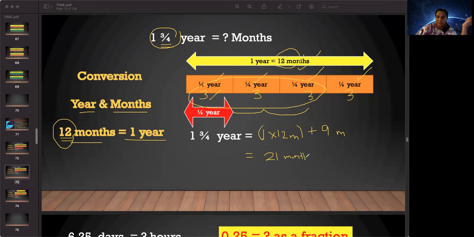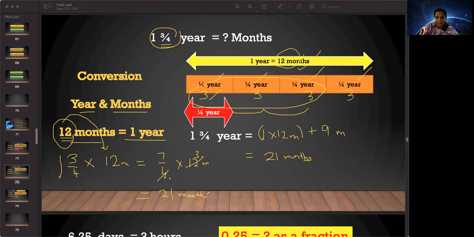Now, if I were to do this as a multiplication, I would just take 1 3/4 of a year and multiply it with that magic number, the conversion number 12. 12 months. Do not forget your unit. Then change this to an improper fraction. So it's 7/4 multiplied by 12 months. And so you can simplify here. This is 1 and this is 3. And still you would get the same answer, 21 months.